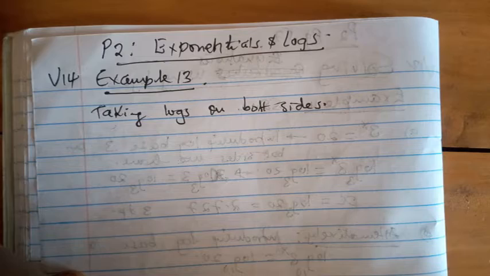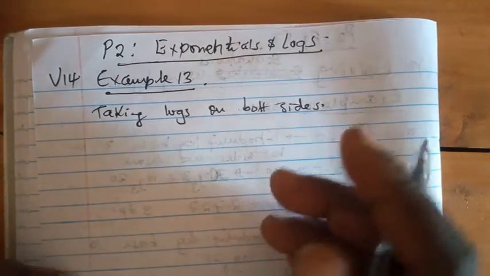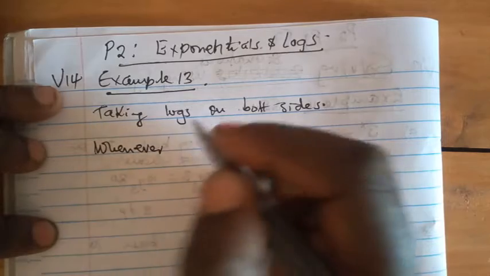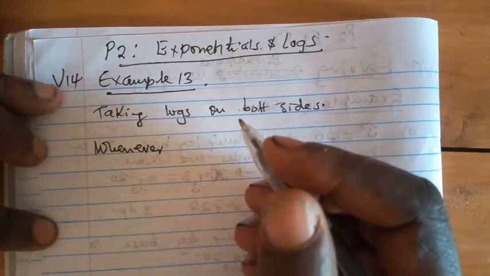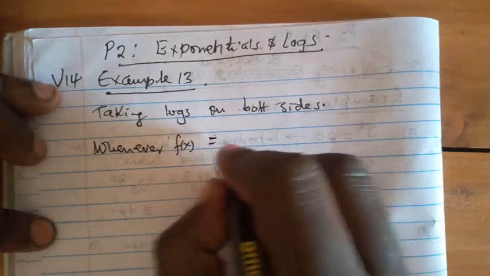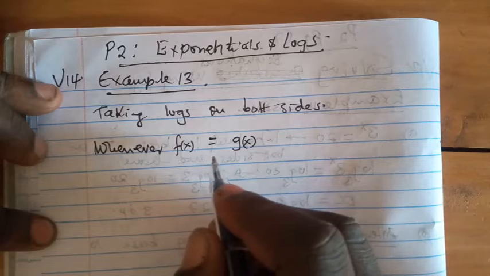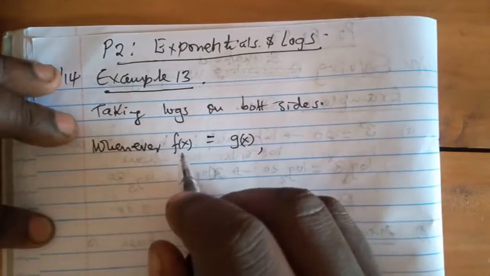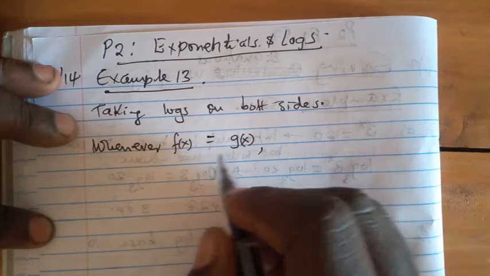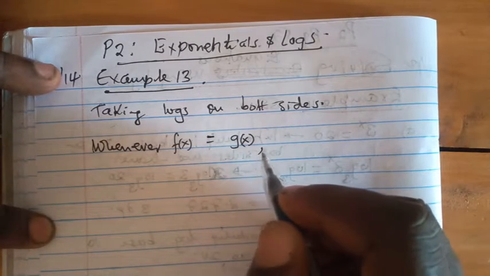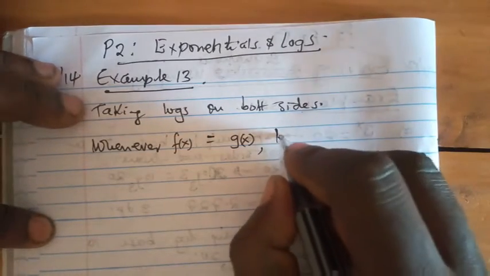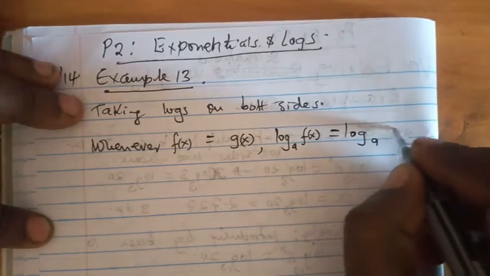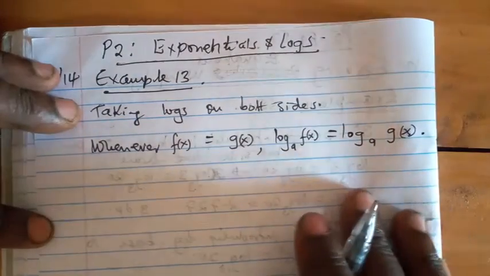And moving forward, we shall be able to see it. We are told that whenever f(x) is equal to g(x), a function of x equal to a function of another x, then whatever happens on the left should happen on the right, and both sides will remain equal. It follows that the log to base a of f(x) is exactly equal to the log to base a of g(x).